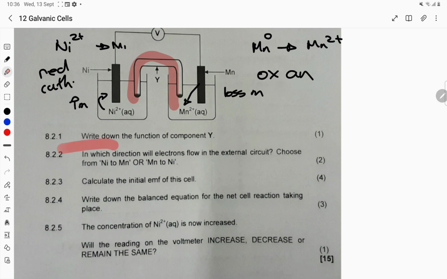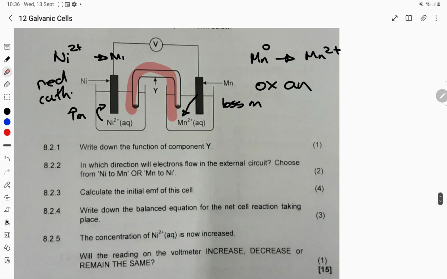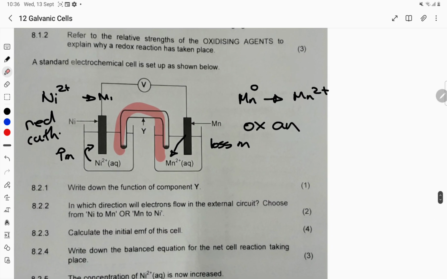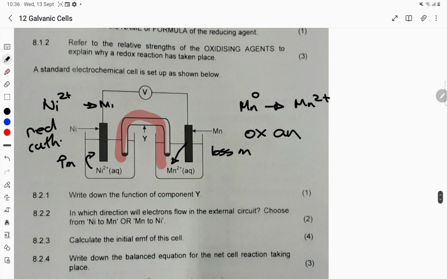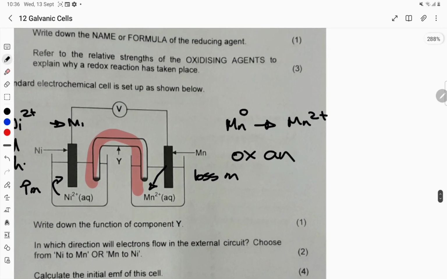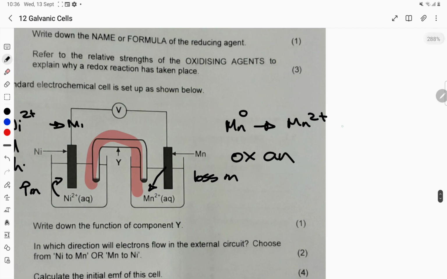Then the second question, in which direction will electrons flow in the external circuit? Tells you those two options. So where are our electrons being produced? They're being produced here, like that, right? So they're being produced by the manganese. So we'll start there and we're going to go in this direction, right?